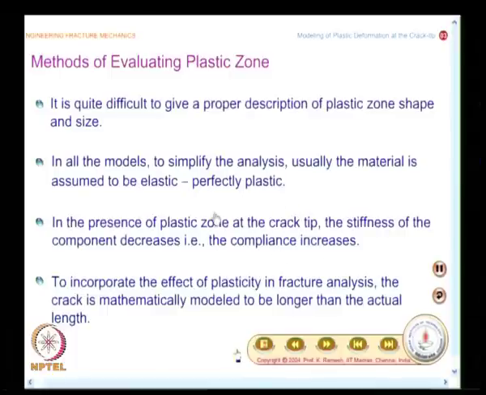So, only to accommodate this kind of an observation, Irwin said that the crack is to be mathematically modeled to be longer than the actual length. So, the question is how to find out the extension of appropriate crack length. This could be done in many ways. We would look at a very simple model and then improve our calculations.